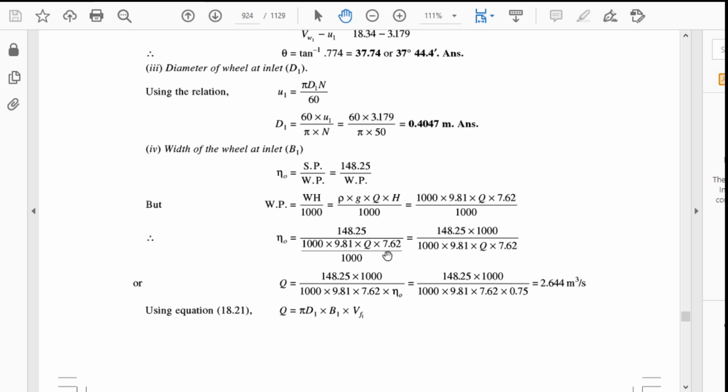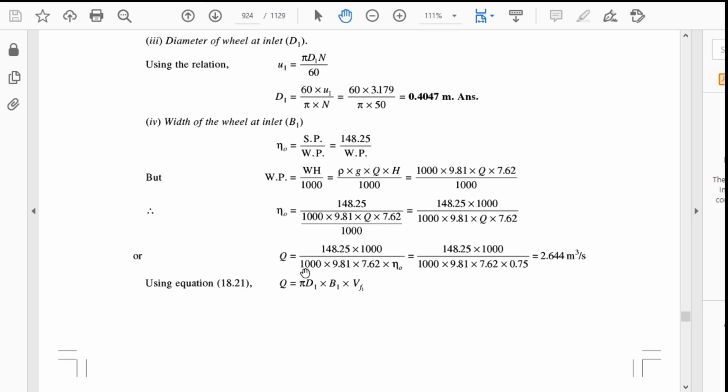So substitute values in this step. You can see that we have substituted all the values, and the overall efficiency is also given, which is 75%. You will get the value of discharge as 2.644 meter cube per second. This is the value of discharge at inlet.